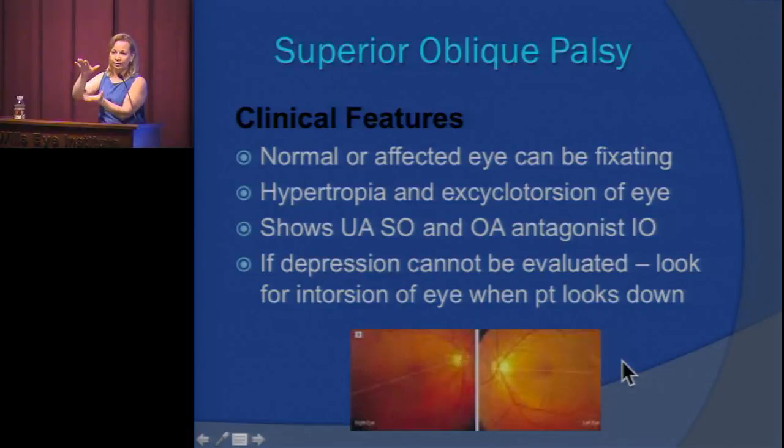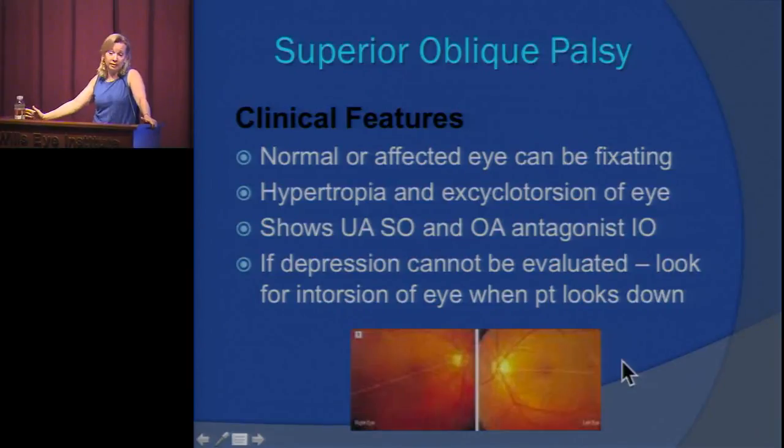Remember, it's very difficult to fuse the vertical deviations in anybody. We don't have large fusional amplitudes, and when you see 14 diopters of fusional amplitudes, it can only be a long-standing deviation. So that's probably your biggest indicator. Now, on a 5-year-old, that may be difficult to measure, depending how good you are and how cooperative the kid is. Okay. The clinical features of superior oblique palsy are that either the normal or the affected eye can be fixating, either one.